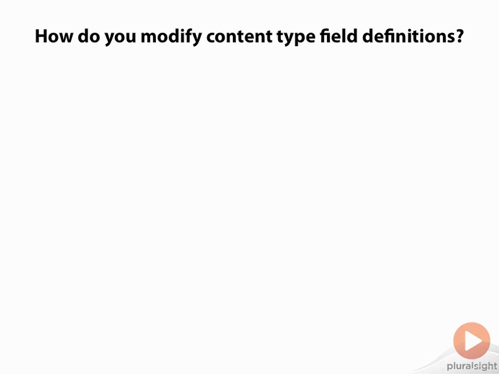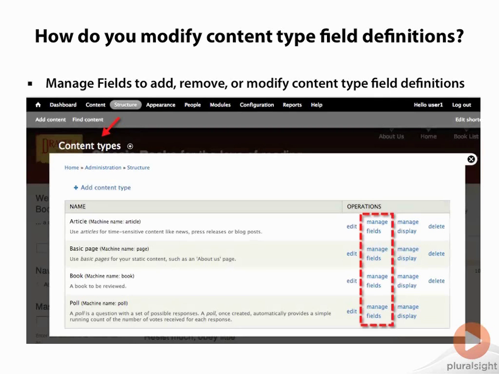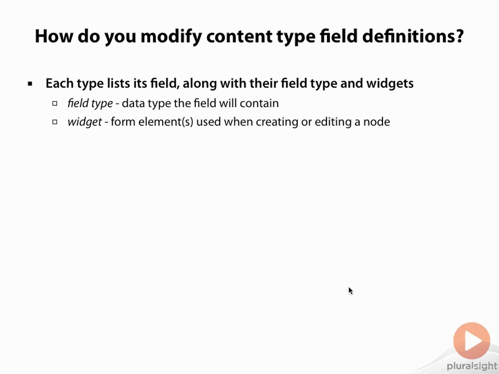Now, to modify the content type field definitions, you're going to go to the Manage Fields tab. You'll locate this by going to Structure, Content Types, going to a particular content type, and then clicking on Manage Fields. Although you'd also find you could just click on Edit, and you would see the various tabs available along the top. When you go to this tab, you're going to be looking at, amongst other things, the field types, the data type a field will contain, along with the widget, which is the form element or elements that are available to present on the form when you edit or add a new node of this type.